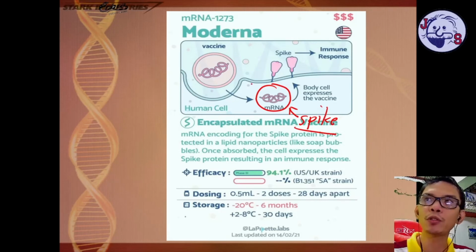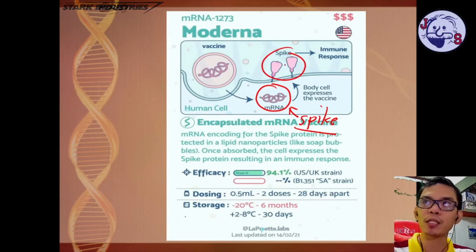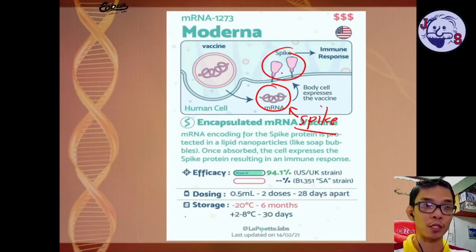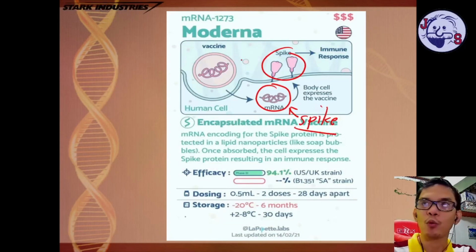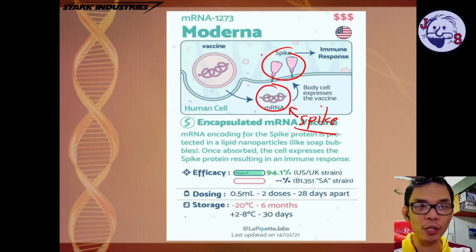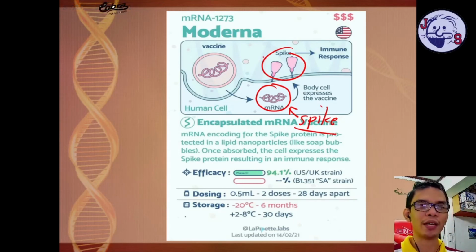you will now be able to construct these spike proteins, and these spike proteins that we have right here will trigger the immune response of your body ahead of time. So when a real virus enters your body, you will now have an immunity over that virus. Okay, so in short, you are now prepared to fight that virus.